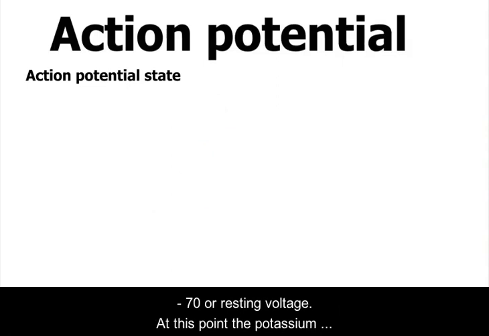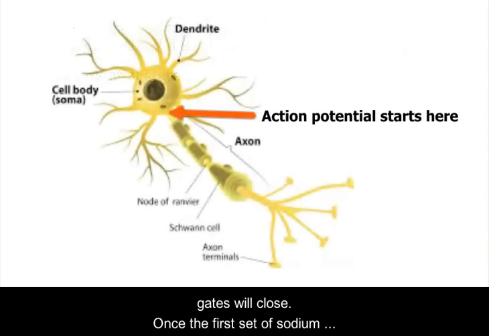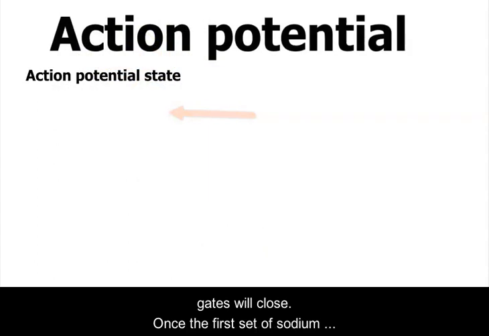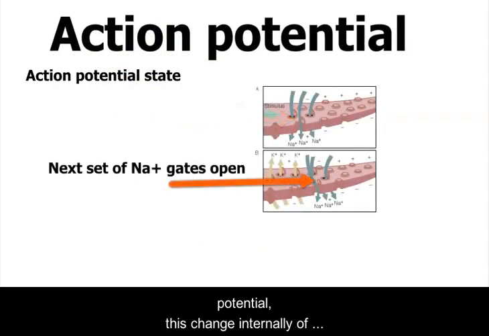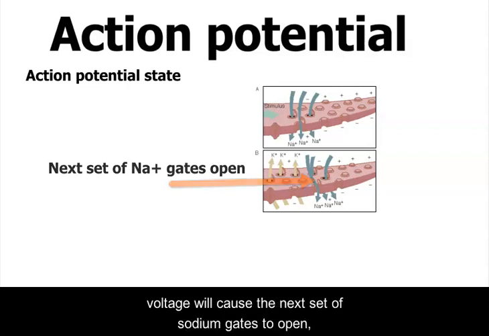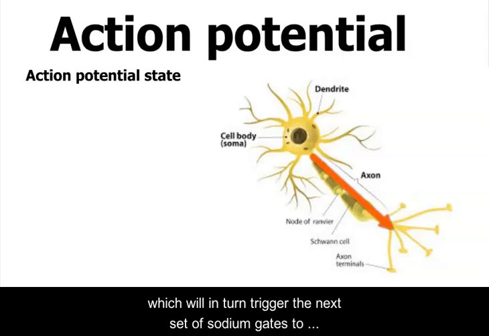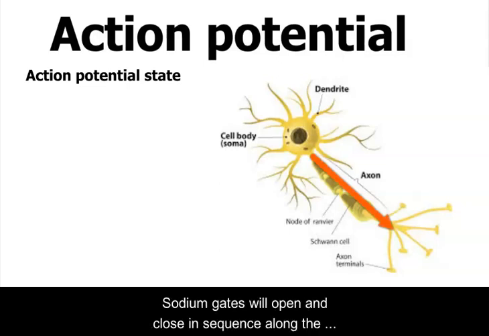Once the first set of sodium gates is opened at the beginning of the axon, this change internally of voltage will cause the next set of sodium gates to open, which will in turn trigger the next set of sodium gates to open, and so on and so on. Sodium gates will open and close in sequence along the length of the axon, propagating the electrical and chemical changes forward until they reach the end of the axon.